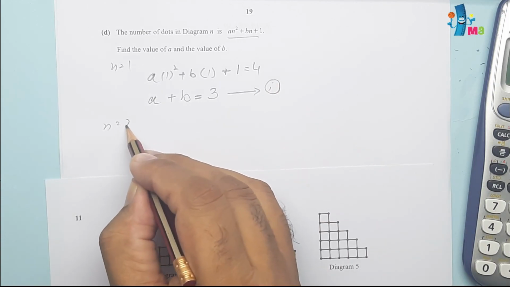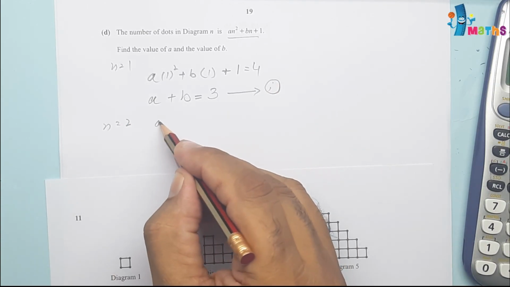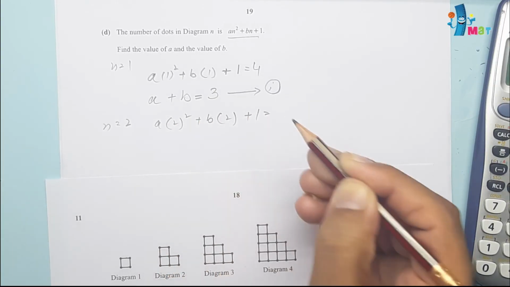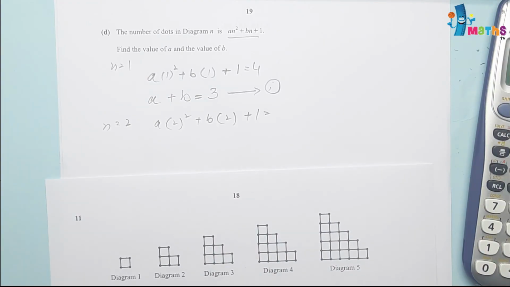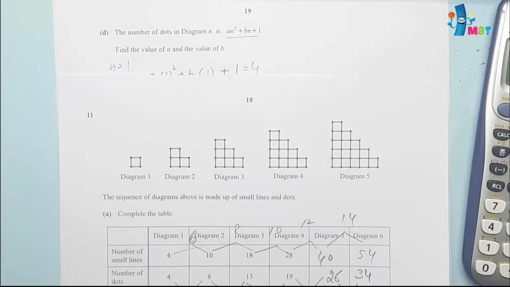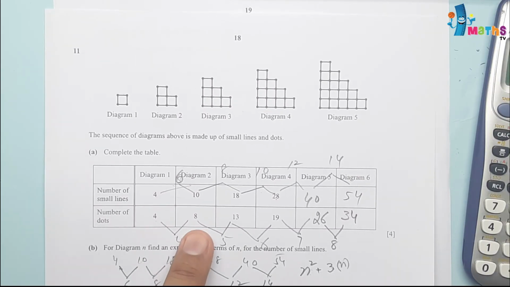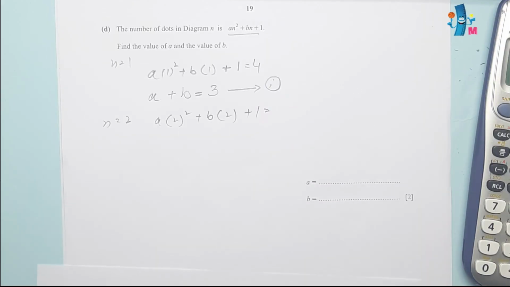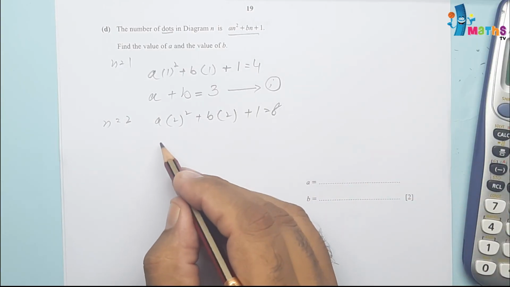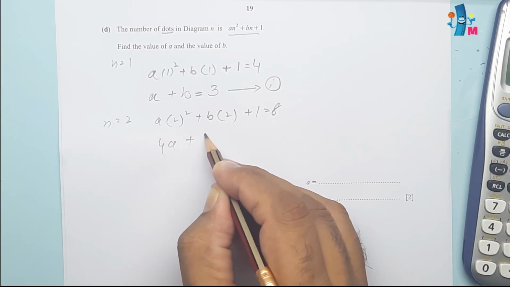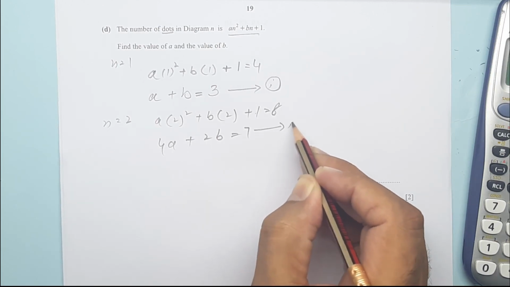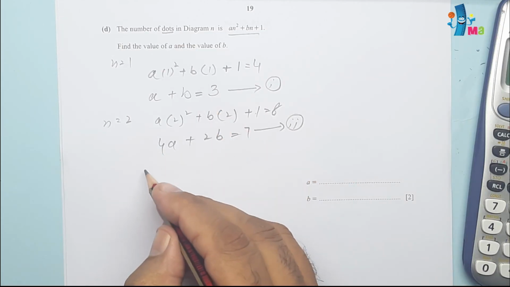Now n is equal to 2 will be a into 2 squared plus b into 2 plus 1 is equal to, if we see diagram 2, it has 8 dots. They are talking about dots, so it will be 8 over here. Now we can simplify this. This will be 4a plus 2b is equal to 8 minus 1, which is 7, and this will be our equation second. We'll solve these two equations.